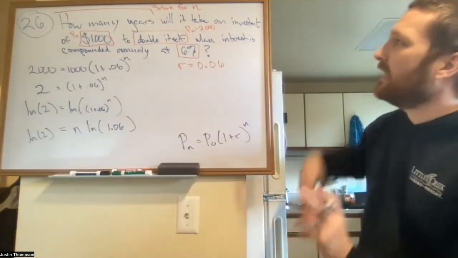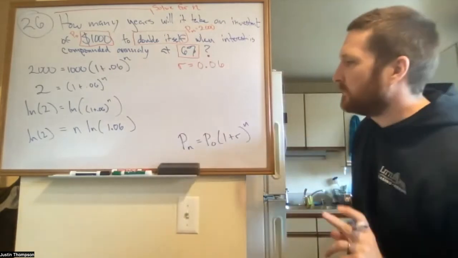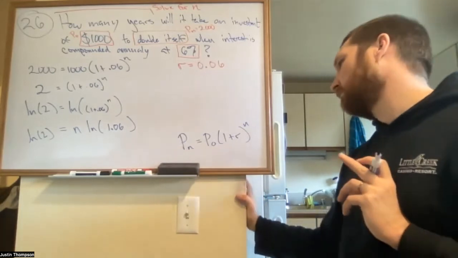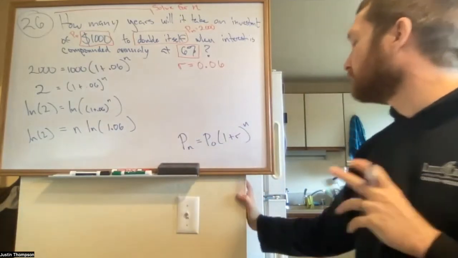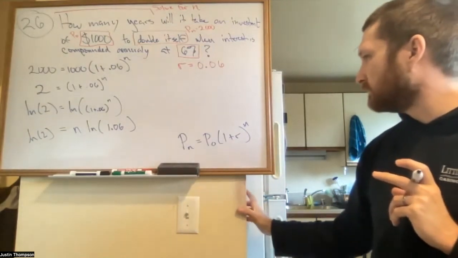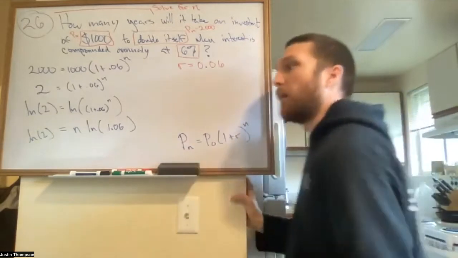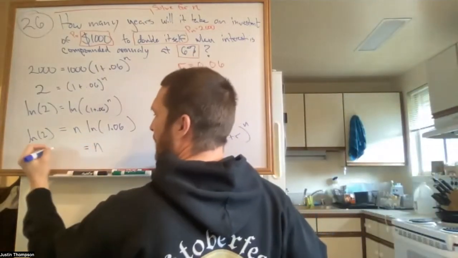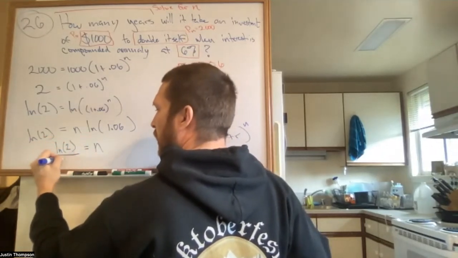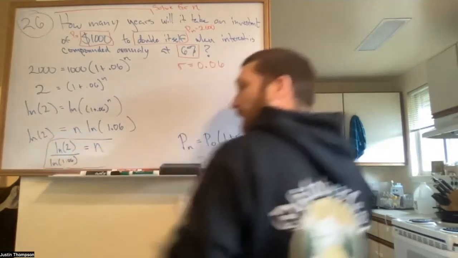Okay, now we're trying to get n by itself. In other words, we're trying to solve for n. So what do we do to this? Would you divide by the natural log of 1.06? There you go. That will get your n all by itself. And so on the left-hand side, we're left with natural log 2 over natural log 1.06.